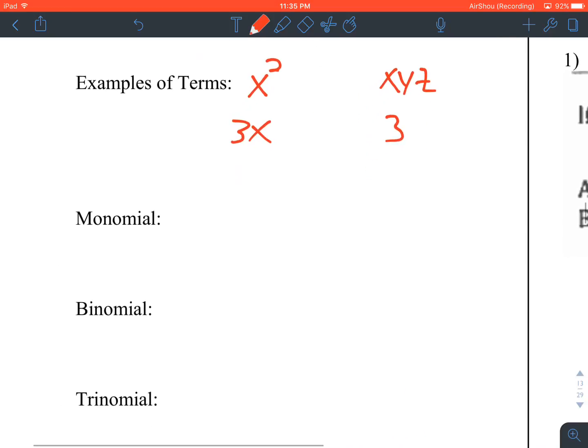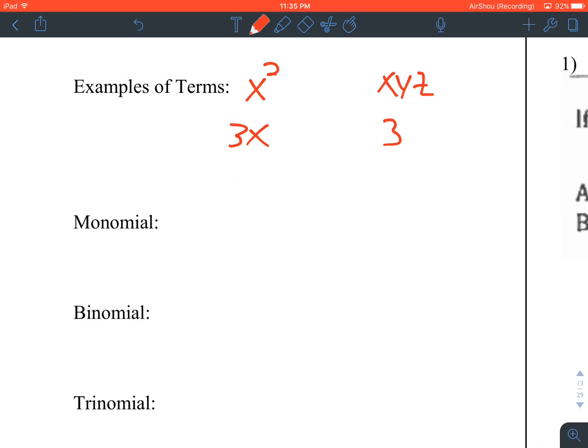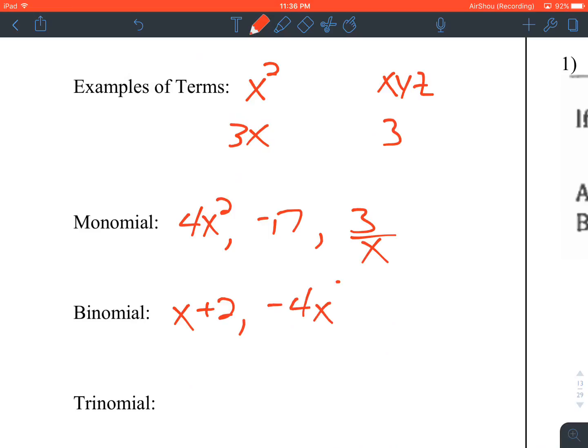A monomial is a single term. Mono means one. So 4x squared is a monomial. Negative 17 is a monomial. 3 divided by x is a monomial. A binomial is when you're adding or subtracting two terms, like x plus 2 is a binomial. Bi means 2. Negative 4x to the fifth minus 17 is a binomial.